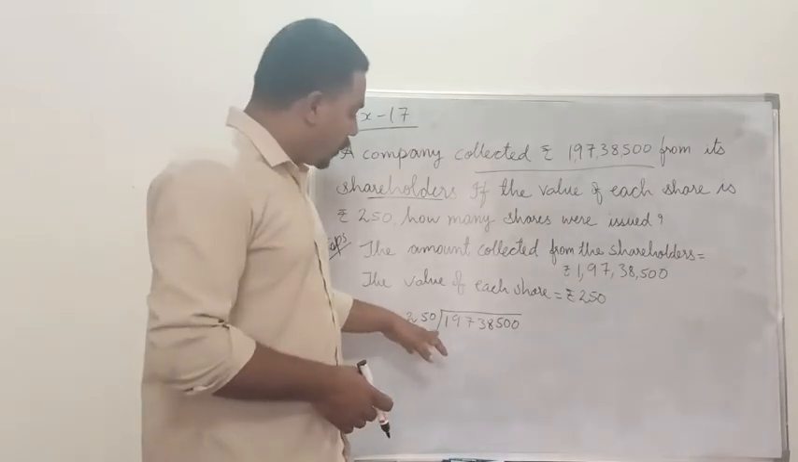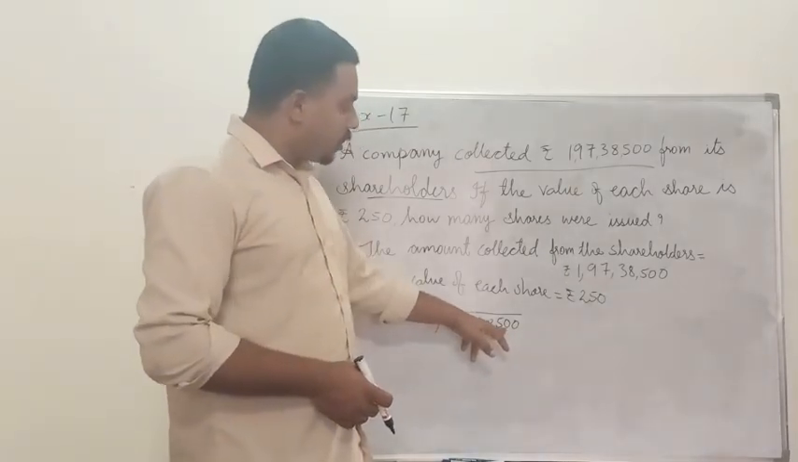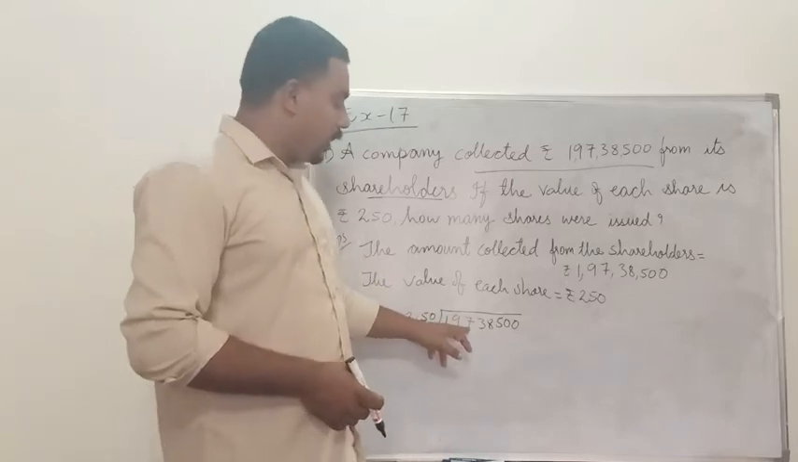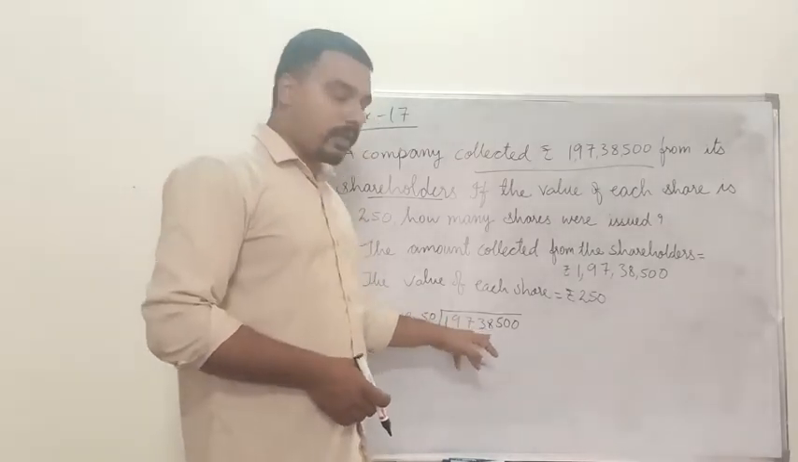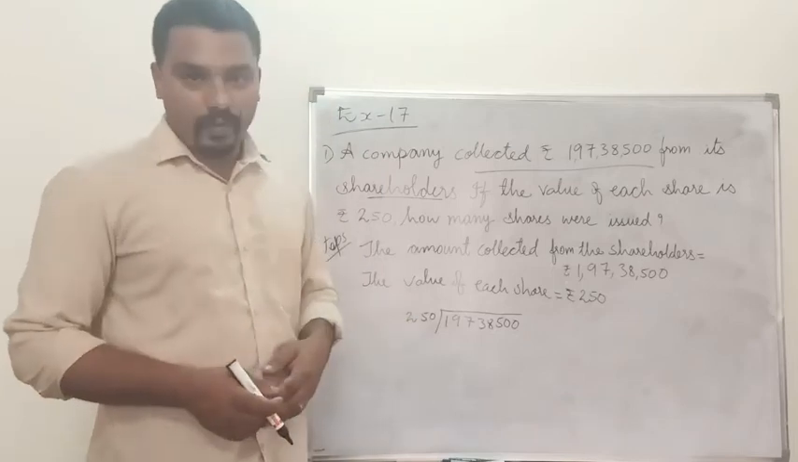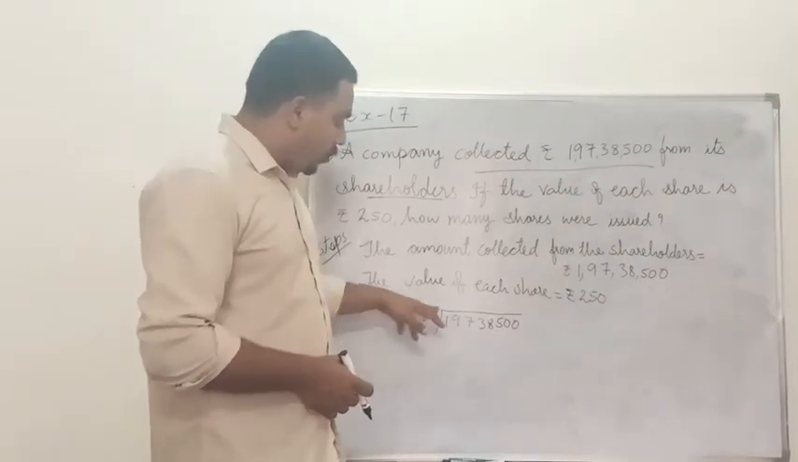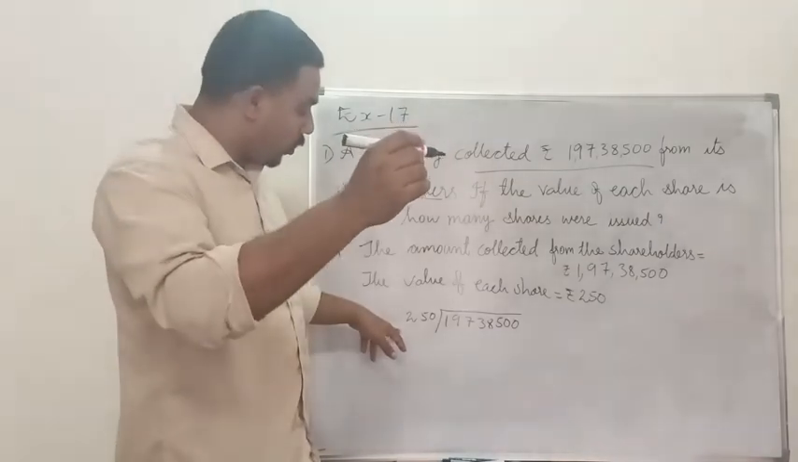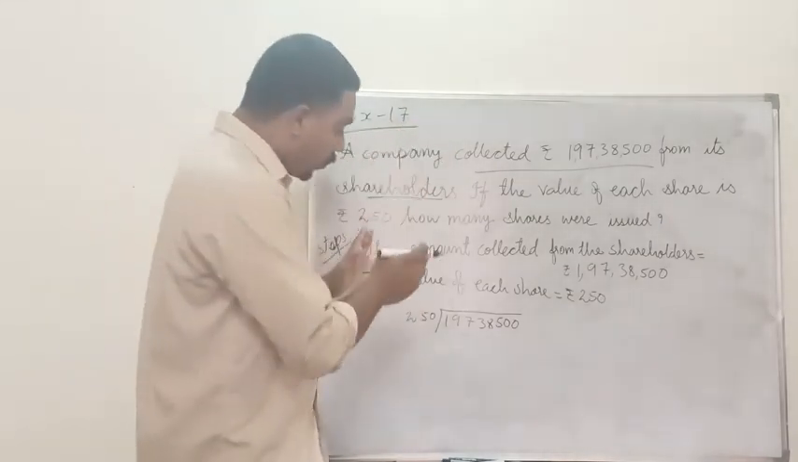Okay, with the how much? 10, 100, 1000, 10,000, lakh, 10 lakh, crore. So 1 crore 97 lakh 38,500 divided by 250. So what do you have to do? If you do not know the table of this, you need to take an approximate number to multiply.